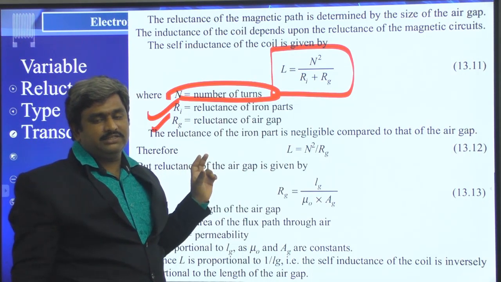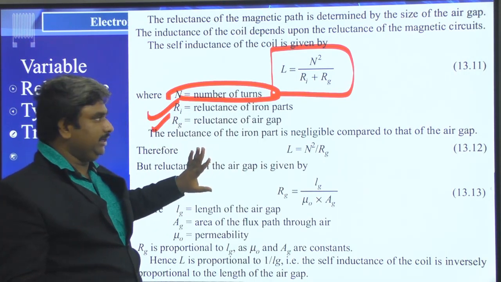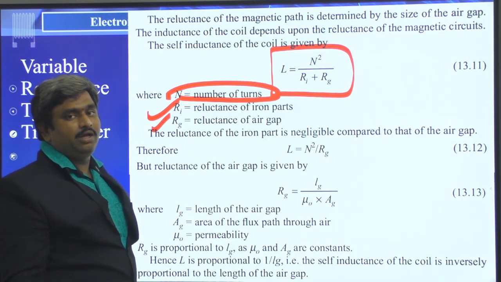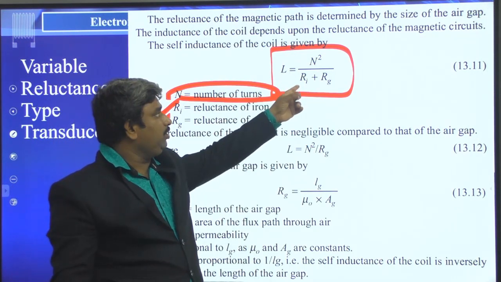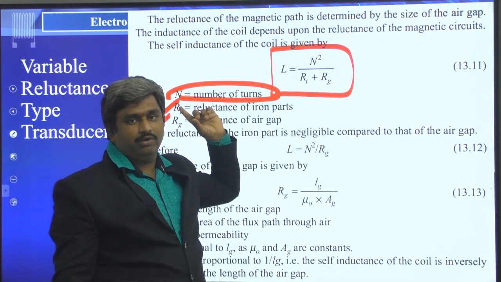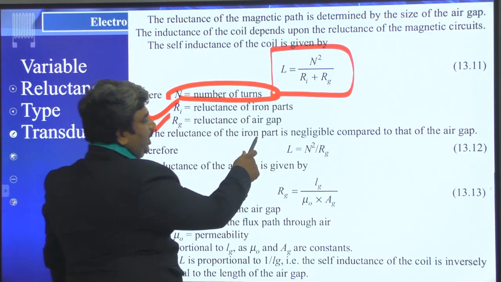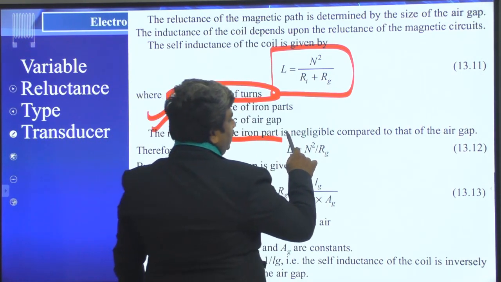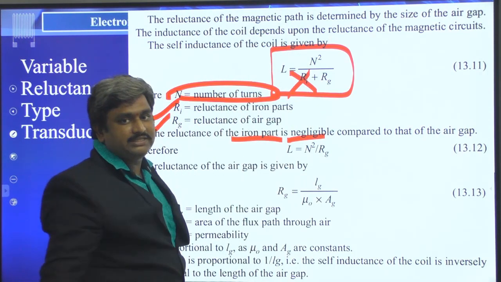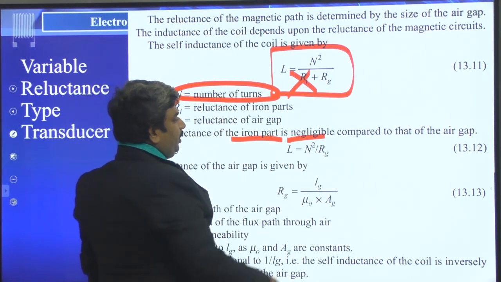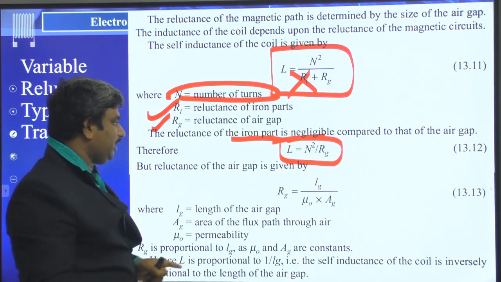So the air gap reluctance I am taking, and the iron rod reluctance also I am taking. Ra and Rg both I have taken here. So the number of turns I have taken in the form of N square. We know that L is equal to N square by R. We have derived that in the previous slides, so that is the expression I have taken here directly. The reluctance of the iron part is completely negligible. That means we can cancel this Ra value. Finally, we are representing with the air gap reluctance parameter only. L is equal to N square by Rg.